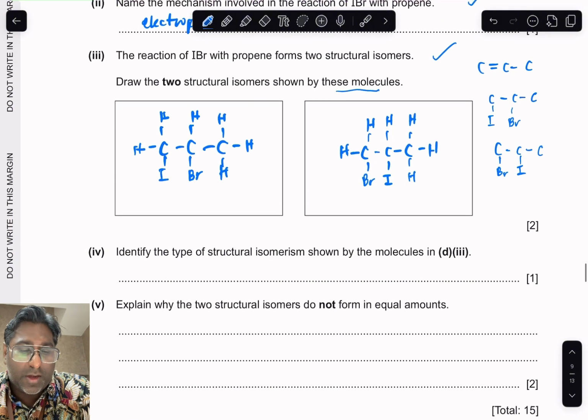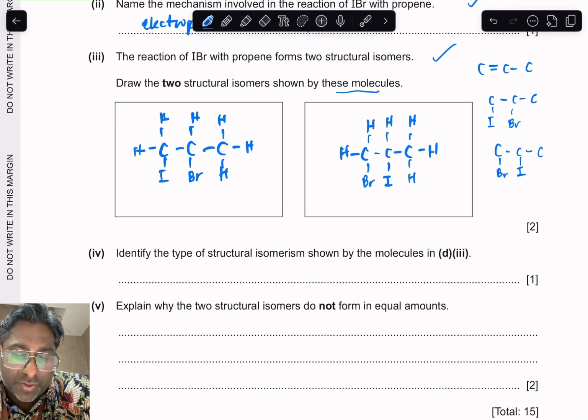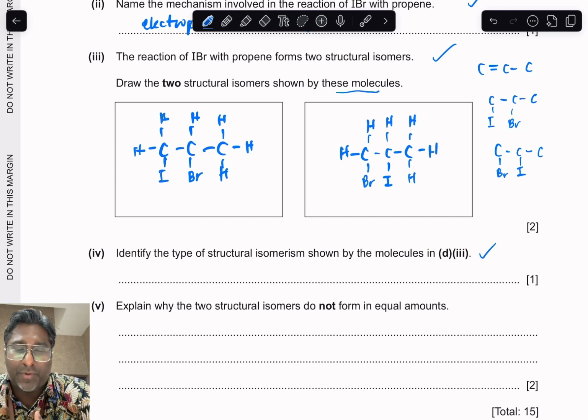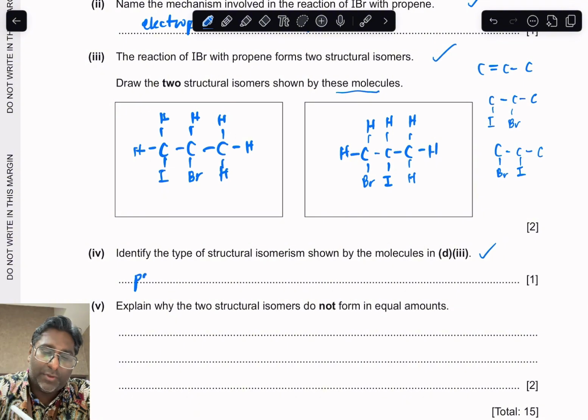Now identify the type of structural isomerism shown by the molecules in D3. This one is going to be positional, a different position. So this is going to be positional isomerism.